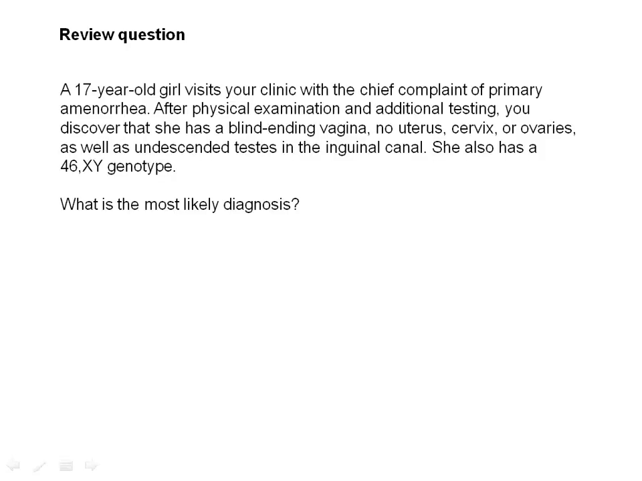Okay, before we leave endocrine physiology, let's do a practice question. A 17-year-old girl comes to see you with the chief complaint of primary amenorrhea. After physical examination and additional testing, you discover that she has a blind-ending vagina, no uterus, cervix, or ovaries, as well as undescended testes in the inguinal canal. She also has a 46XY genotype. What is the most likely diagnosis?